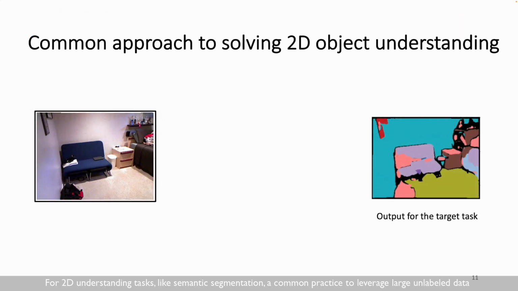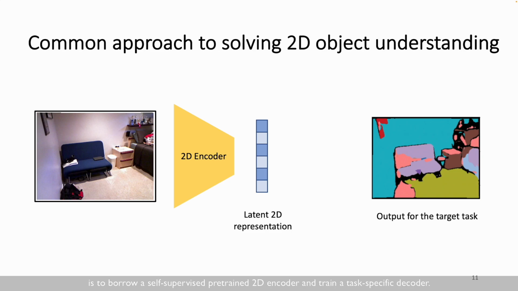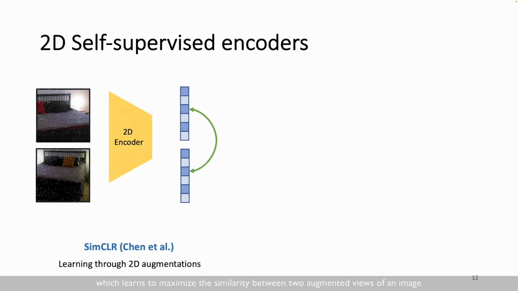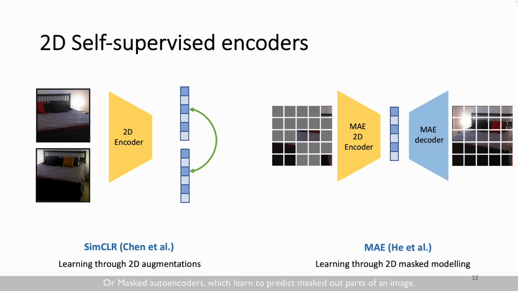For 2D understanding tasks, like semantic segmentation, a common practice to leverage large unlabeled data is to borrow a self-supervised pre-trained 2D encoder and train a task-specific decoder. These 2D encoders can be learned with techniques such as SimCLR, which learns to maximize the similarity between two augmented views of an image, or masked autoencoders, which learn to predict masked out parts of an image.